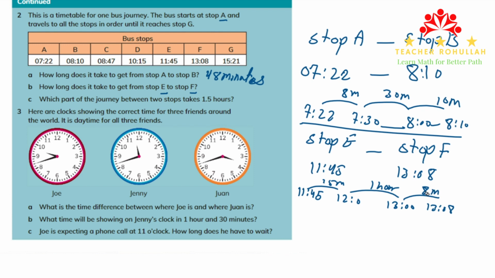8 minutes. So the time it takes from stop E to stop F is 1 hour and 23 minutes, because 15 plus 8 is 23. So we can write over here 1 hour, H stands for hour, and 23 minutes.